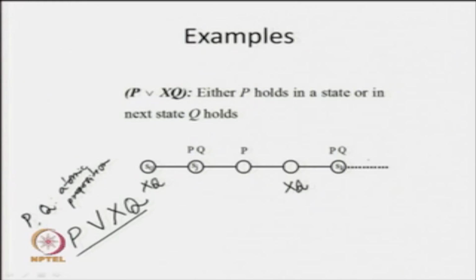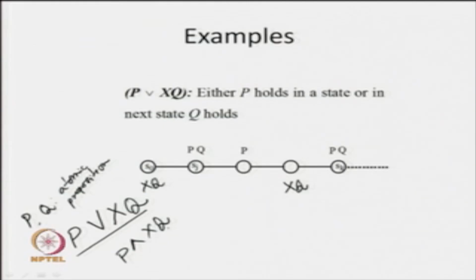Now, if I change this operator to AND, P and X Q, then what will happen? We are not having any state where both are true. So in this particular case I say that P and X Q is false in all the states.